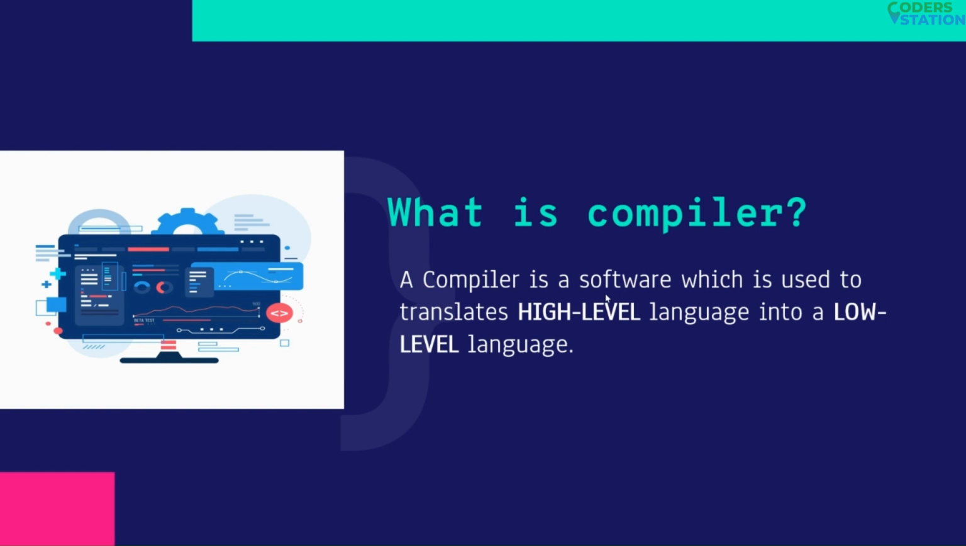Here, high level language means a programming language which is easily understandable and readable to humans. So here, our compiler converts the high level language into a low level language. Low level language means the language which the computer understands. I'm repeating again. A compiler is a software which is used to translate high level language, the programming language which is easily understandable and readable to humans, into the language which the computer understands.